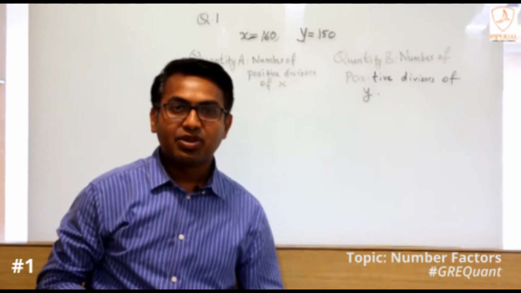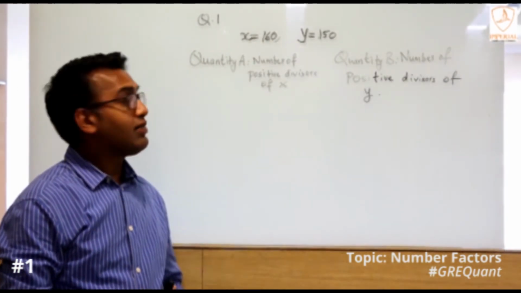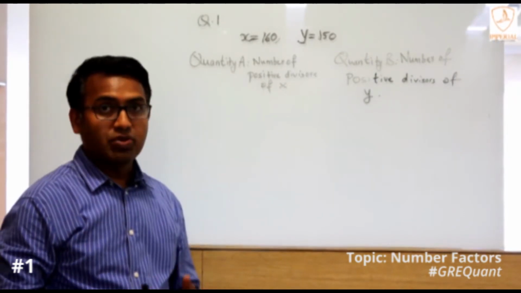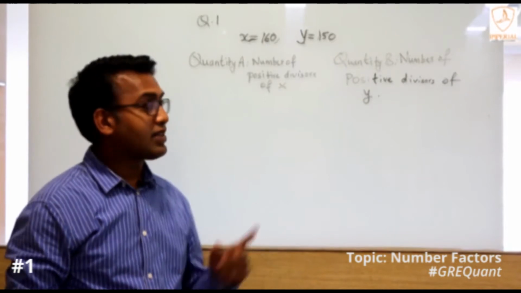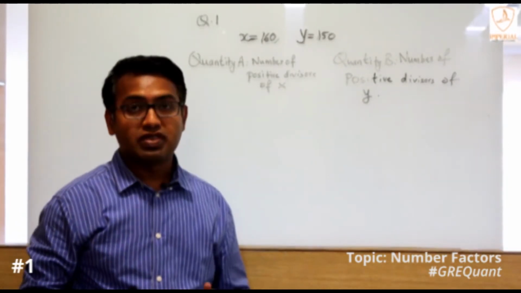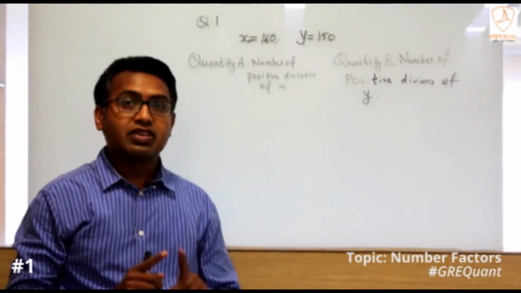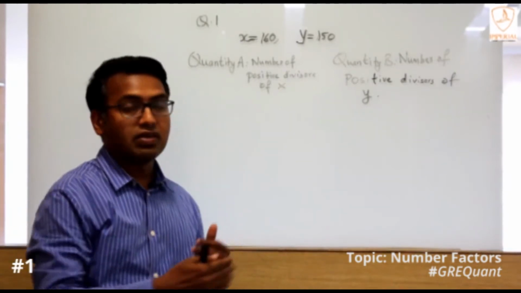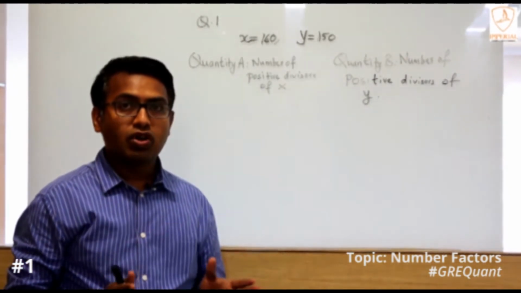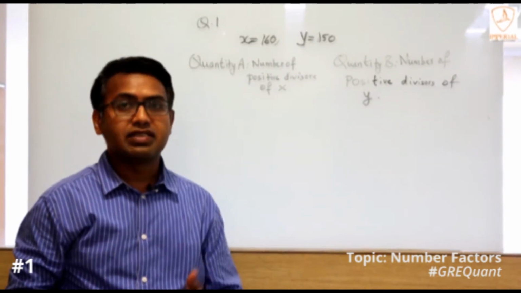Alright guys, so let's take a look at question number 1. It was this question, which is x is equal to 160, y equal to 150, quantity A, number of positive divisors of x, and quantity B, number of positive divisors of y. The question asks you to compare these two columns. If A is bigger, then A is the answer. If B is bigger, then B is the answer. If the two columns are equal, then C is the answer. And if you cannot determine it, D is the answer.